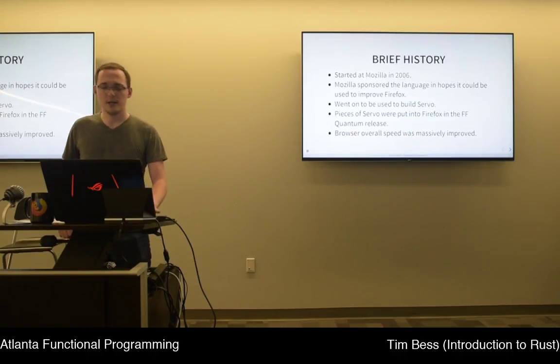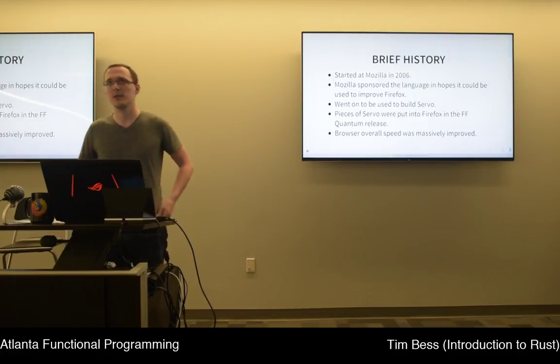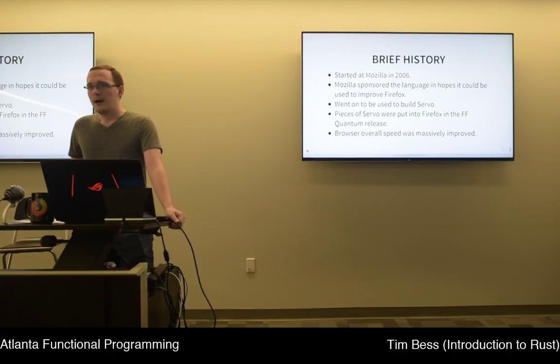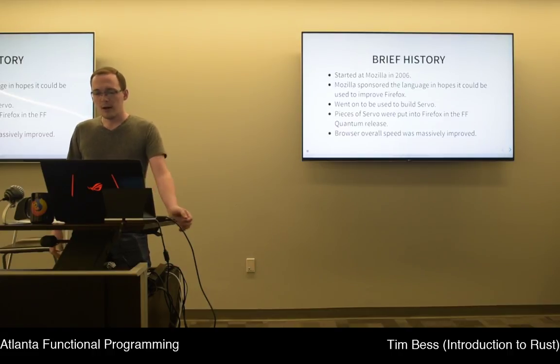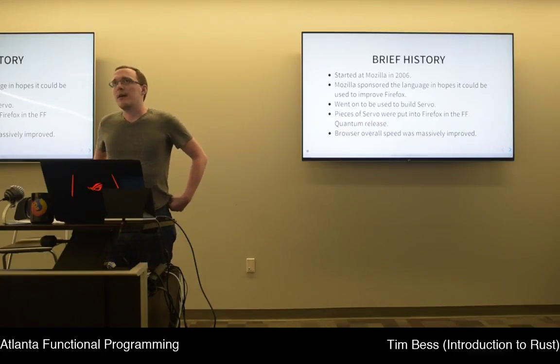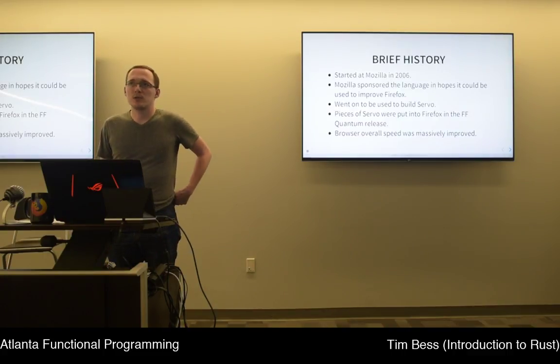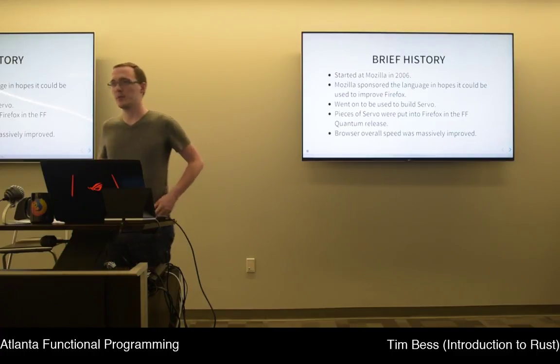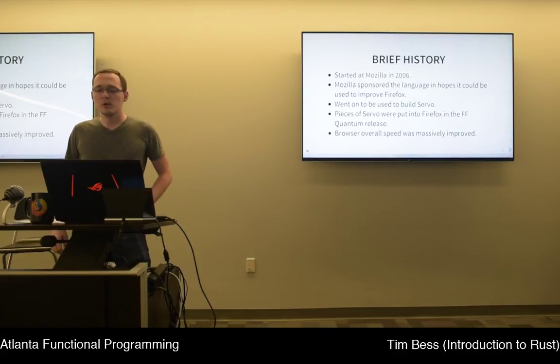Rust started as a Mozilla employee's side project in 2006. Mozilla decided to sponsor the language in hopes they could use it to improve Firefox. It went on to be used to build Servo. Servo was basically: if you could rewrite Firefox today, how would you do it, right? That was what Servo was supposed to be. So they rewrote most of the browser engine in Servo. It's very experimental, and they wrote it in Rust.